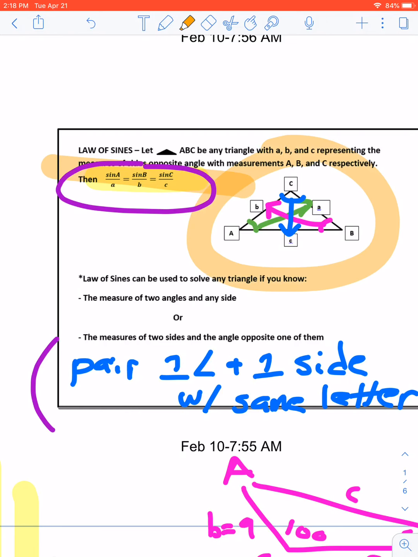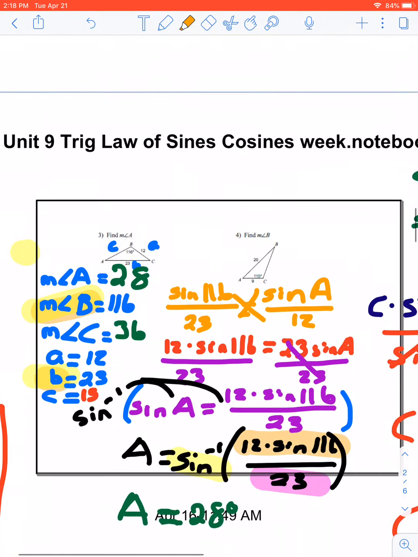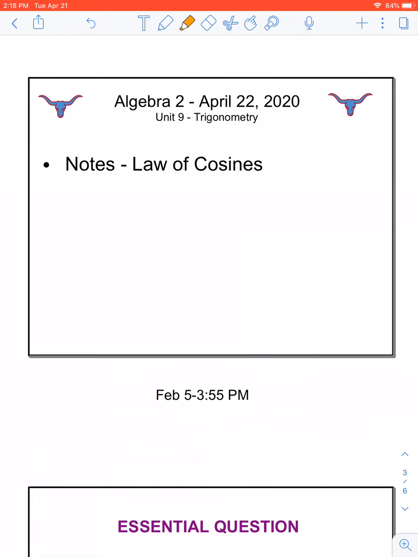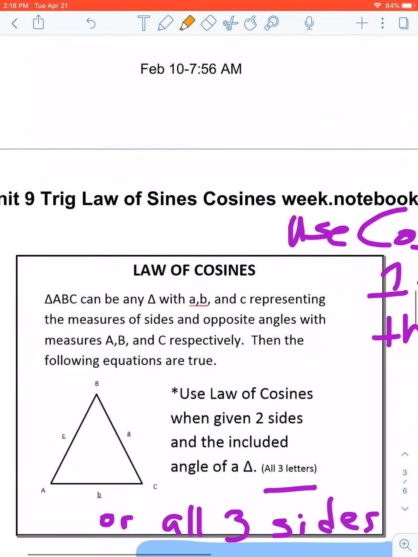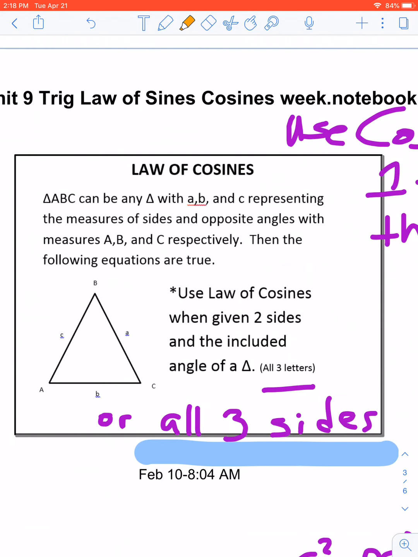But what happens when you don't have two of the same letters, a capital letter and a lowercase letter? Well, we talked last time about how you would then use law of cosines. Law of cosines is used when you're given two sides and the included angle, which is the angle between the two sides. Or, what we're going to focus on today, all three sides. The common way I look at it is if I'm given A, B, and C, one of each letter, I use law of cosines. And after I use law of cosines once, I use sines from there on out. So law of cosines is always a one and done type thing.